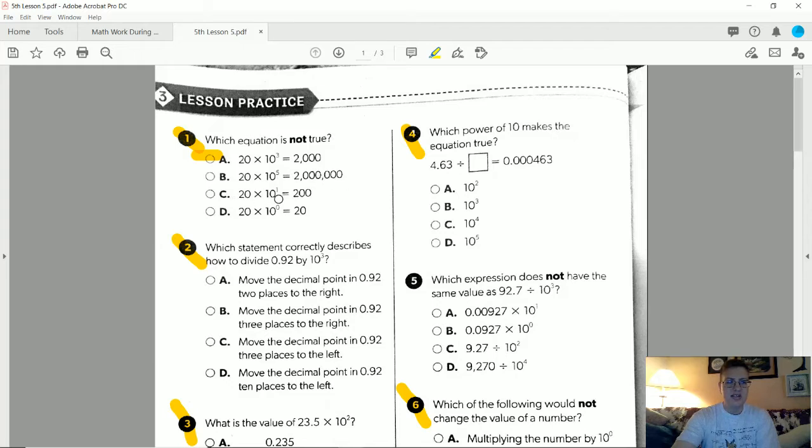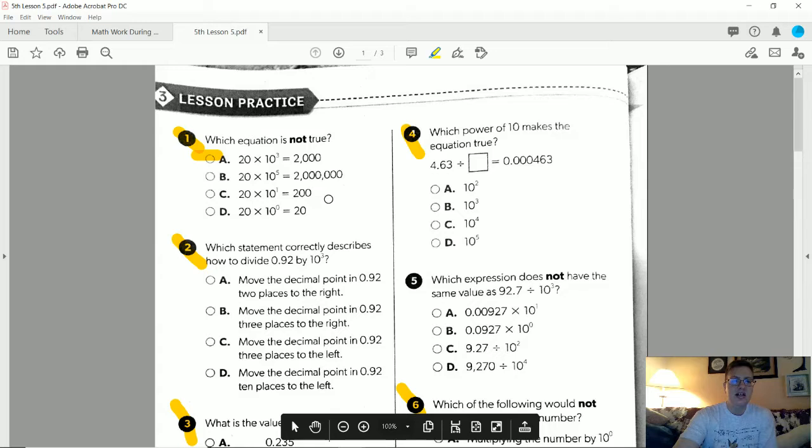20 times 10 to the first power is the same thing as multiplying 20 times 10, which would give us this. Anything with 10 to the 0 power is the same thing as multiplying by 1, so that one would stay the same. And we will have a question for number 6, actually, that addresses that.